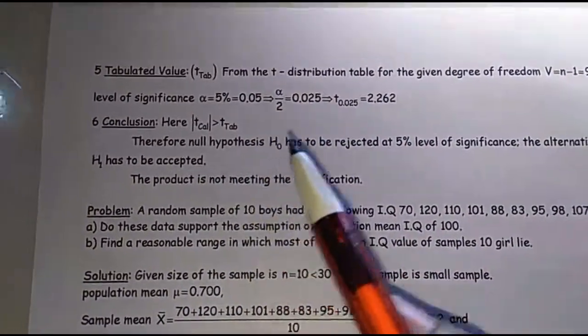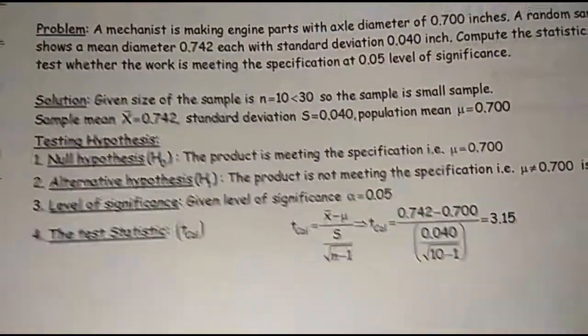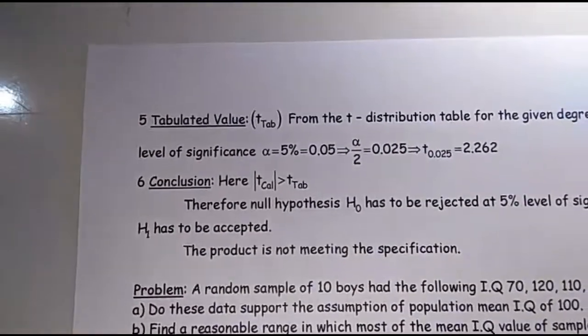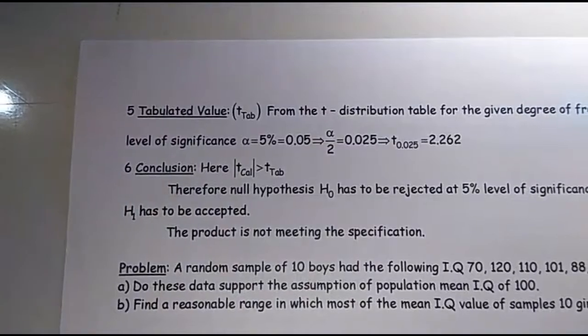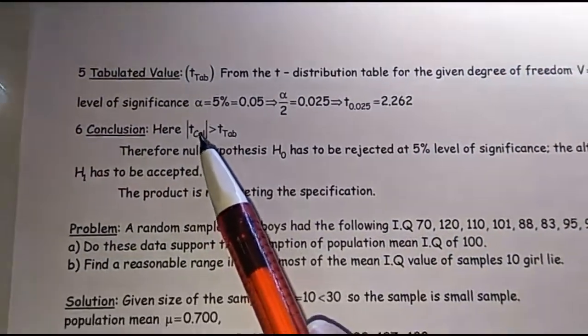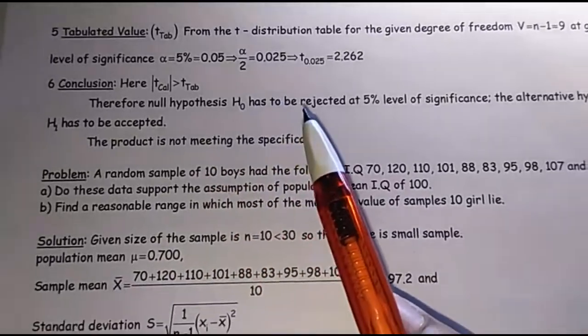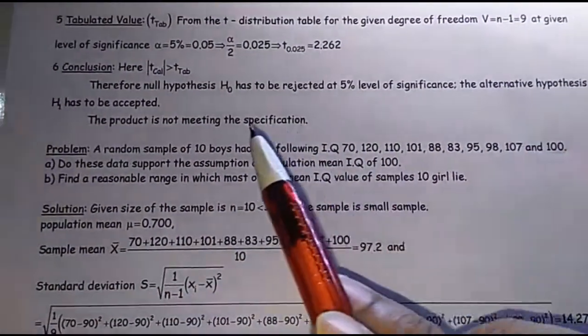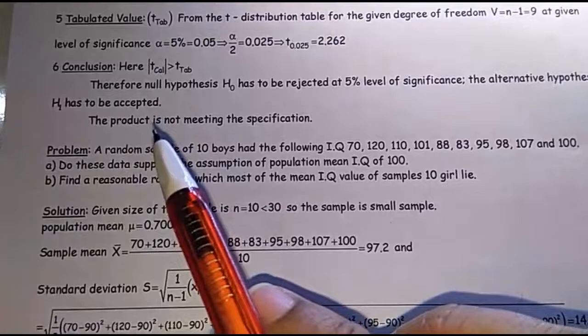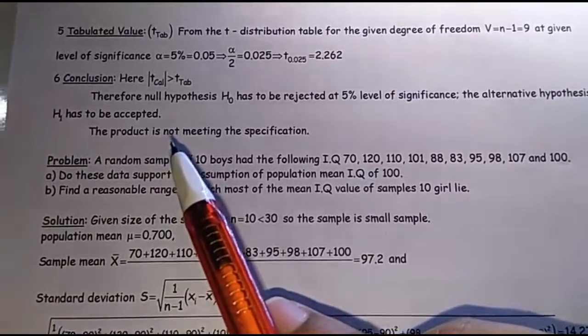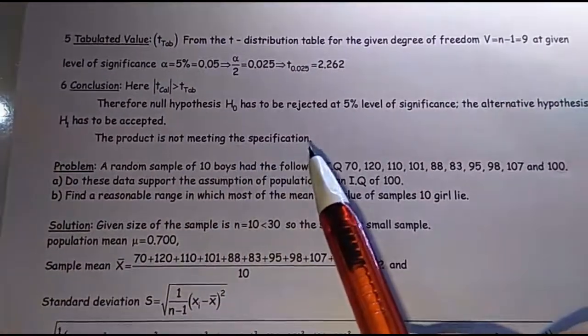Now if you observe clearly, Tcal is 3.15 and Ttab is 2.262. Clearly Tcal is greater than Ttab. Therefore, null hypothesis has to be rejected and alternative hypothesis has to be accepted. That means the product is not meeting the specification.